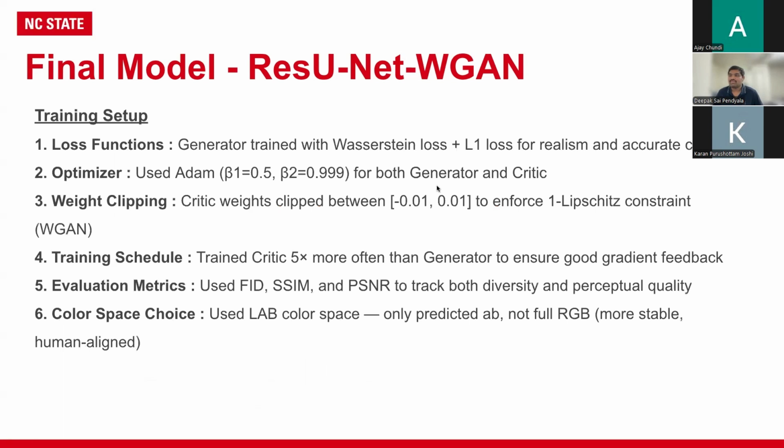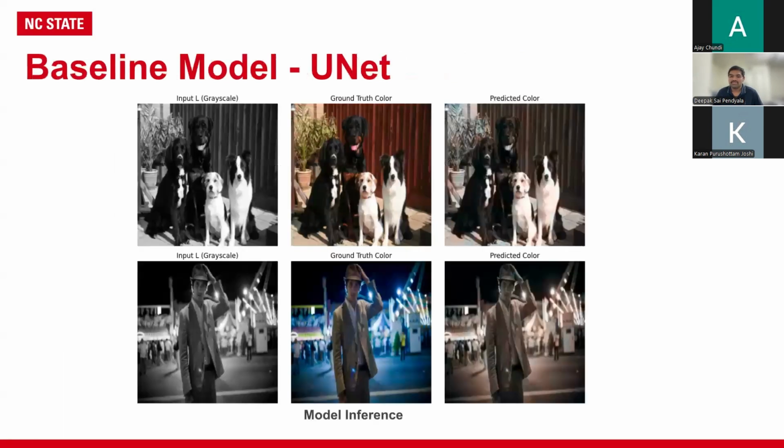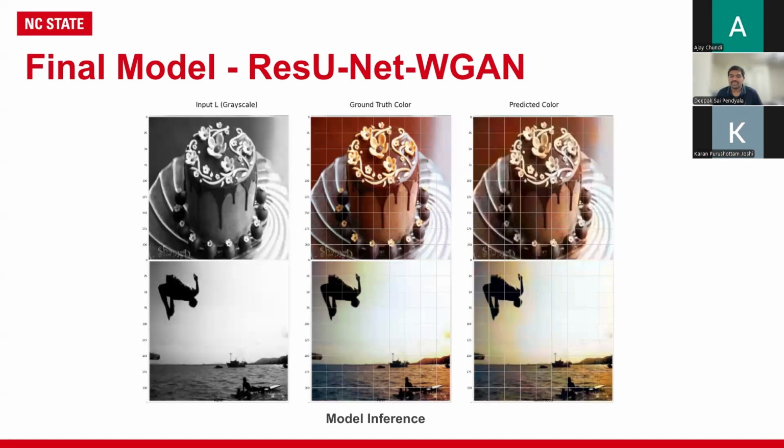Now, this is the inference of the baseline model that we had. You can see the color is somewhat reasonable, but it still lacks texture, fidelity, and realism, especially in tricky regions like the shadows or the textured background. Whereas if you see the final model outputs, here is the ResUNet WGAN output. Compared to the baseline, it produces sharper edges, more vibrant colors, and captures more subtle textures far better. This reflects the strength of combining adversarial learning with residual enhancements.